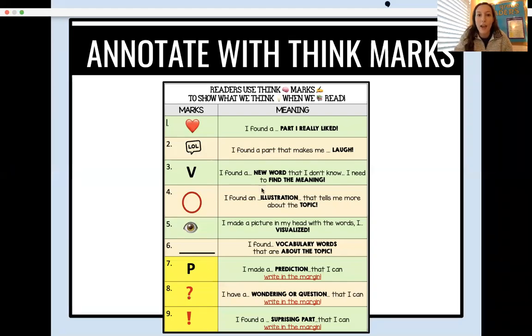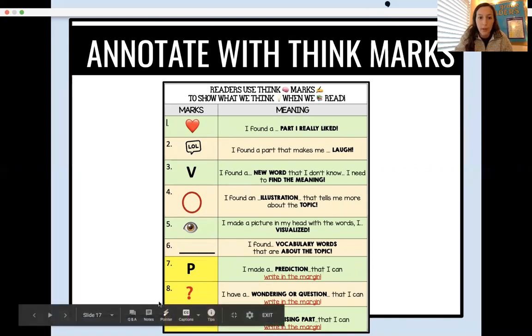Alrighty, friends, I know that we have seen this anchor chart before, but we are going to review it really quickly before we use it to practice, in order to practice and find our gist. So we are going to annotate today using these think marks.